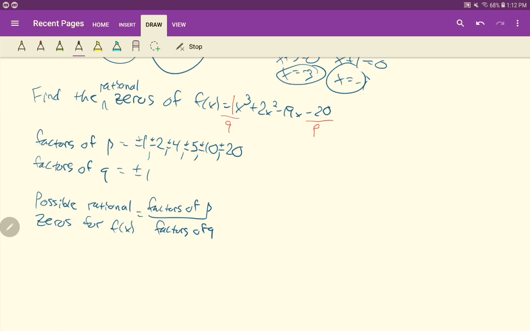So we already know p's factors here, right? So it's plus or minus 1 over 1. So we'll put these two together. Well, what's 1 over 1? It's just 1, right? So 1. And then you can also do 2 over 1, then 4 over 1, then 5 over 1, then 10 over 1, then 20 over 1. Of course, they're all over 1. So it's just going to be plus or minus 2 as well, plus or minus 4, plus or minus 5, and then plus or minus 10, plus or minus 20.